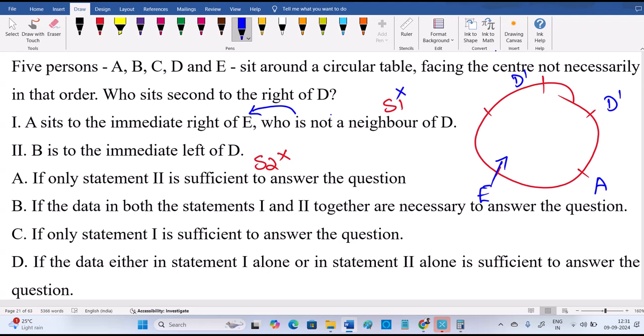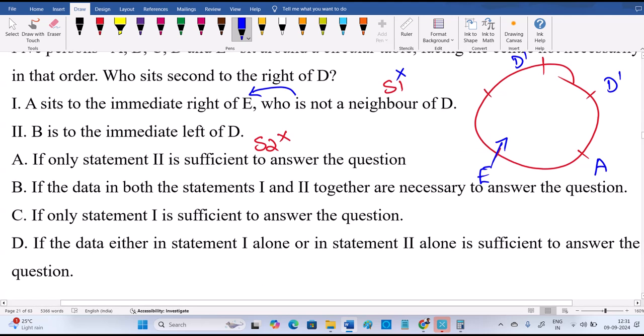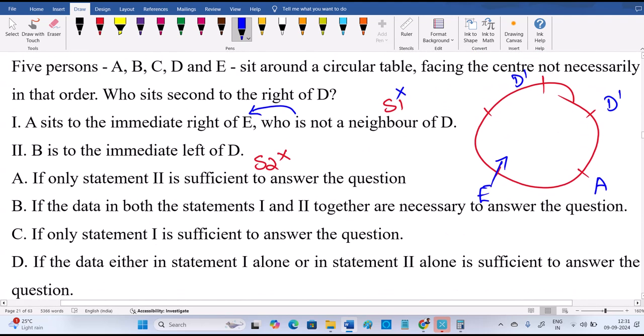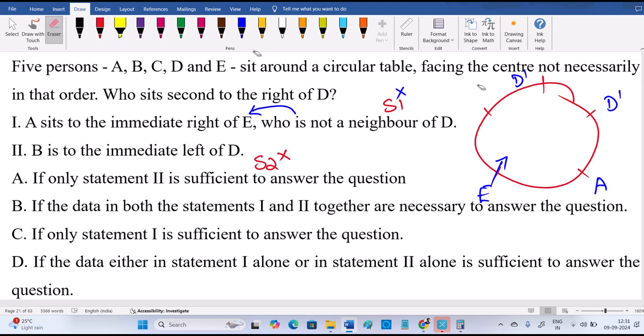Now if you go for together, B is immediate left of D. Then still together also is not sufficient. Is there any option E? A sits to the immediate right of E. E is not a neighbor of D. So D can come here or here. Now B is immediate left of D, so wherever D is, B should be immediate left. So D cannot be put here, D should be here.